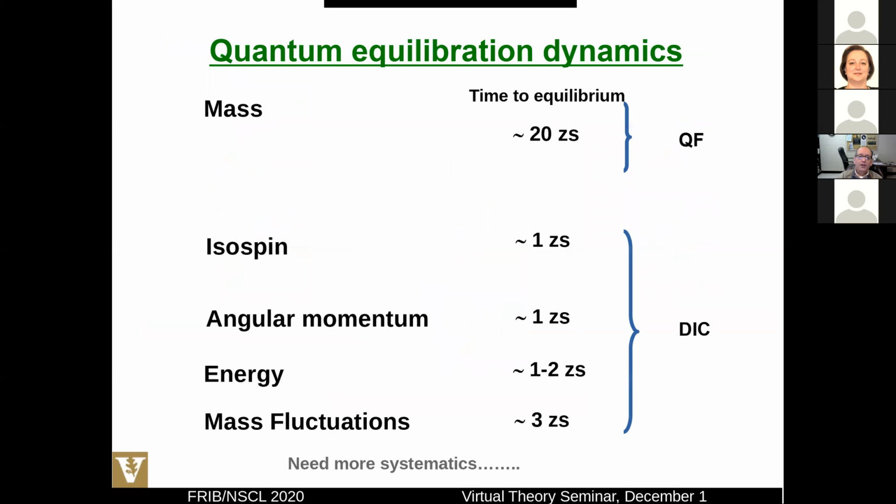So what did we learn? We learned from these studies that you can make a more systematic study. We've seen that the mass equilibration requires a much longer time scale, about 20 zeptoseconds, whereas isospin at low energies seems to be on the order of 1 zeptosecond, as well as angular momentum. Energy is similar, and the fluctuation seems to be a few times longer than that, like 3 zeptoseconds.